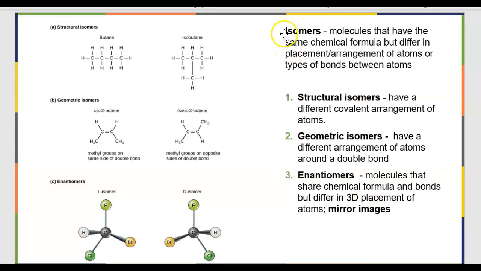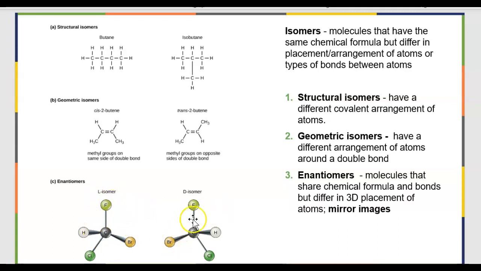So an isomer, iso means the same and mer means unit. So isomers basically have the same chemical formula, but there's something different about the way they're arranged. So there's structural isomers, such as you see here, geometric isomers. And then these funny ones, these enantiomers, which basically are mirror images of each other.